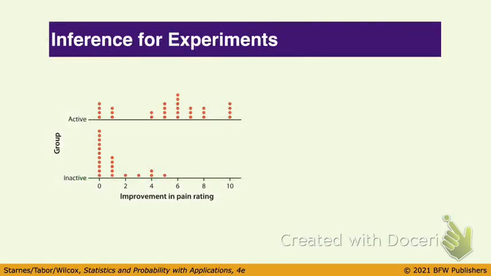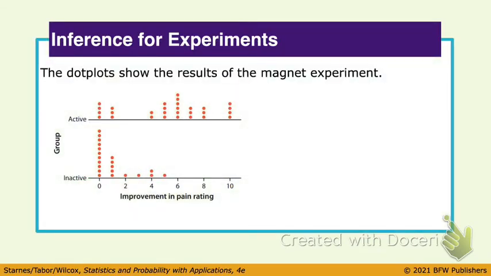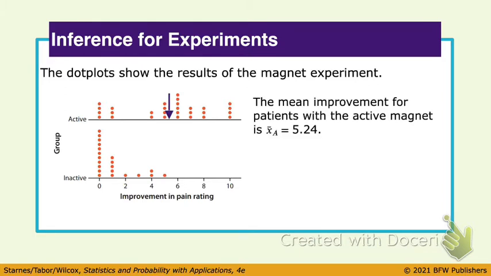So, for example, this is the magnet experiment. These are the people that got the active treatment. They had a difference in their improvement of 5.24. Basically, think about on a scale of 0 to 10, how much do you hurt, right? And they say, I'm hurting like a 10. But then they do the magnet thing. How much are you hurting? 5. Okay, and then we average all 25 people. There was an average difference of about 5.24 for the people who got the real magnets.